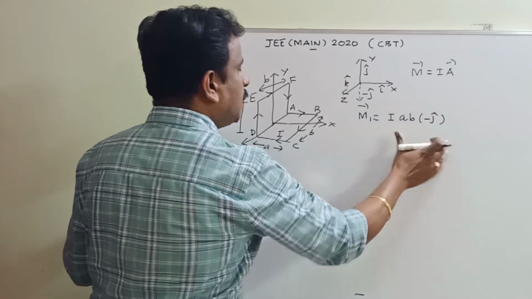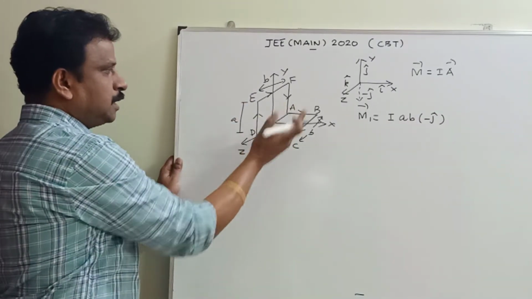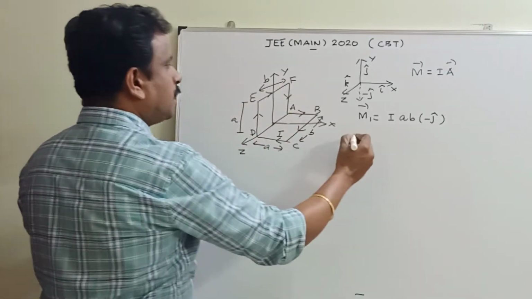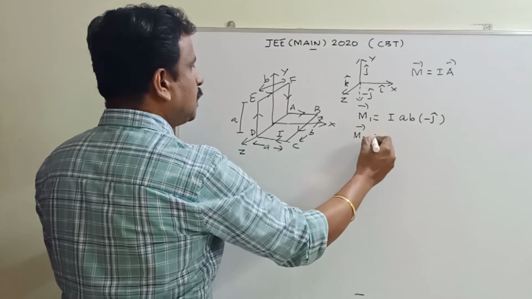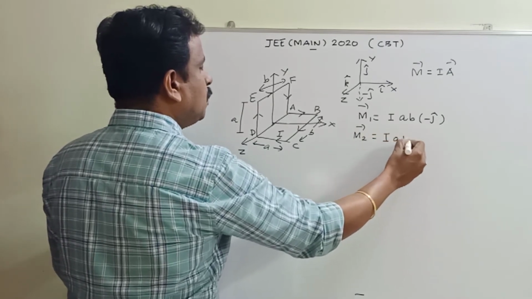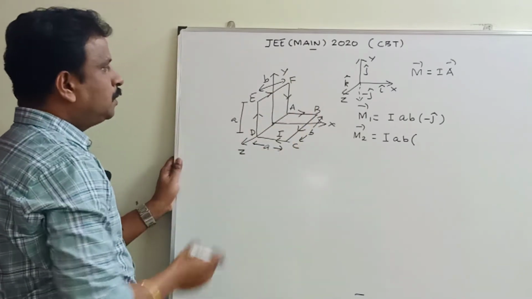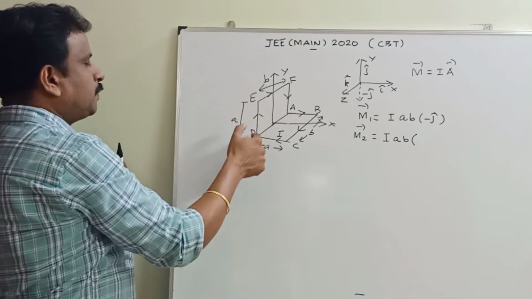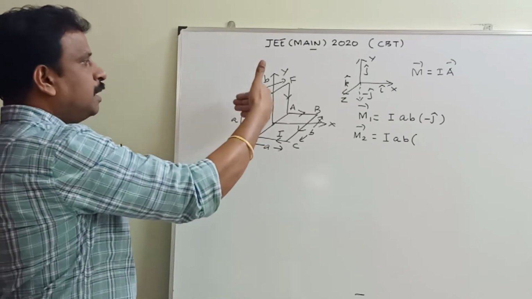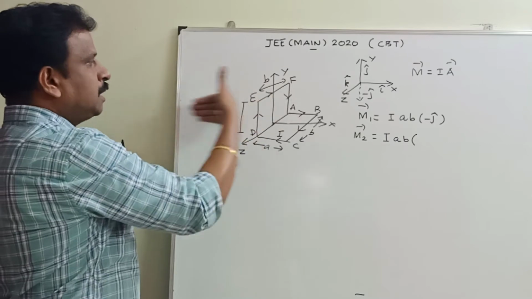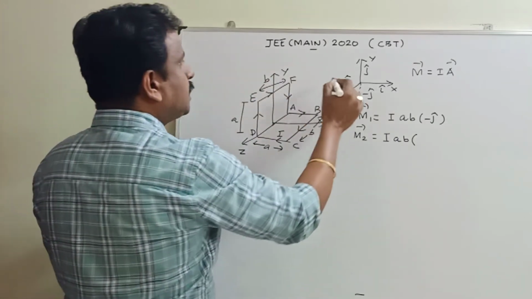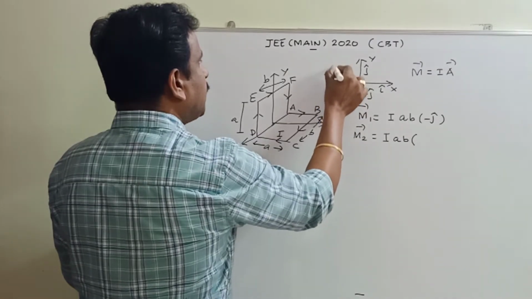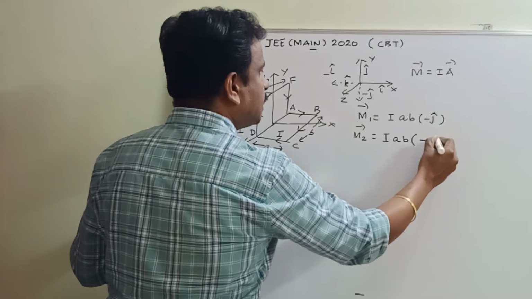So this is the magnetic moment for this area. Now come here for the area DEFA. The corresponding magnetic moment vector M2 is equal to I into A into B, no change in current. Now for this area vector, show the thumb upwards because current goes from D to E. That is the direction of the current. But my other fingers will represent the negative x axis. So this unit vector is minus i cap, and the answer will be minus i cap here.